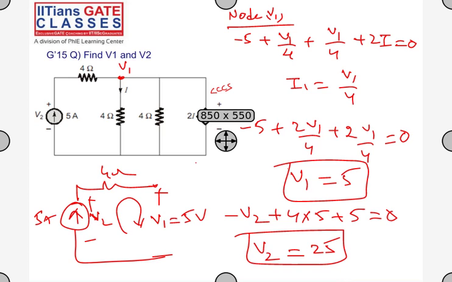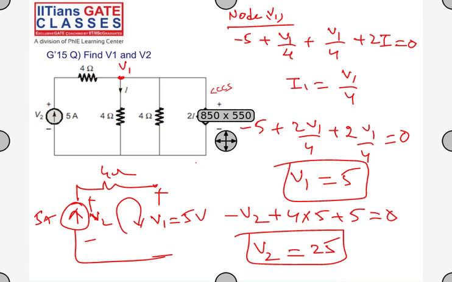These are the answers. Am I clear or shall I repeat it? No, V1 is 5, V2 is 25. Is it clear or shall I explain? I'm getting different answers, everyone. Can you explain V2 again?